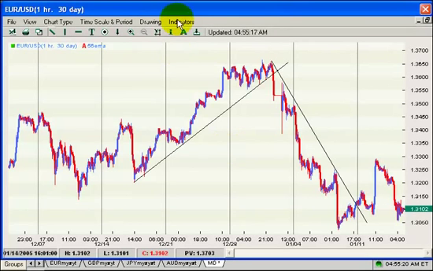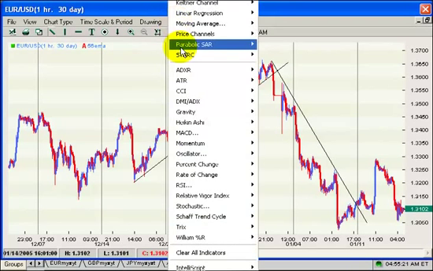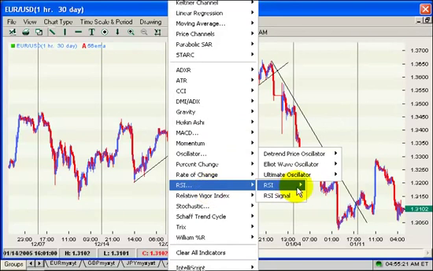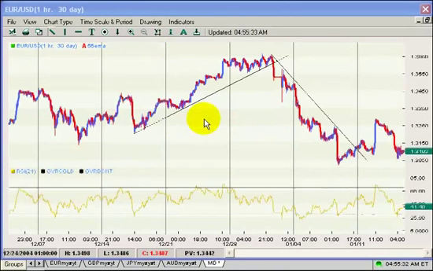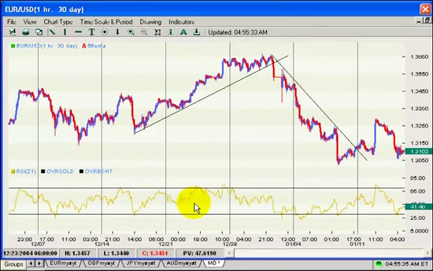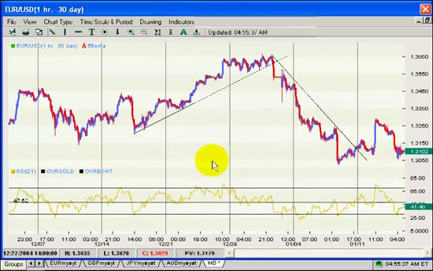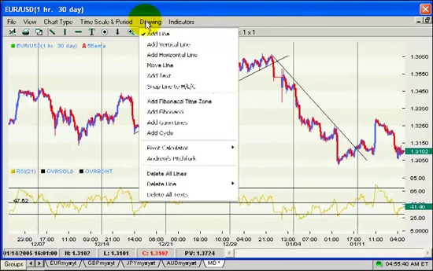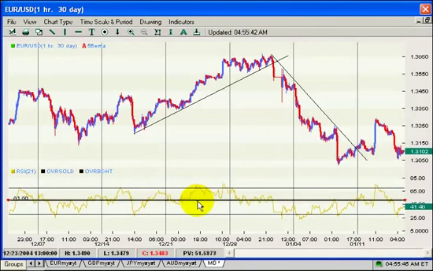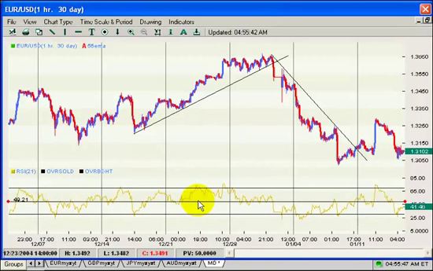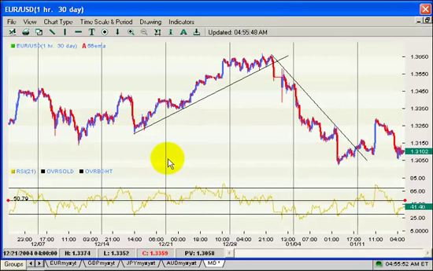Next, we shall add an RSI, a relative strength indicator, and instead of the default setting of 14, I will use 21. Also, I shall add a horizontal line at the 50% mark. There we are. 50%. Next, we're going to add some moving averages.